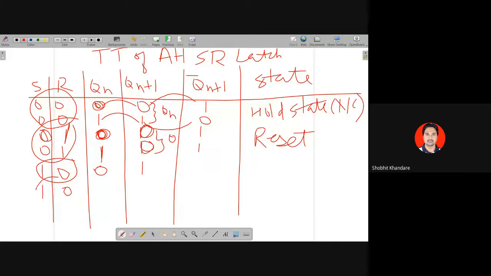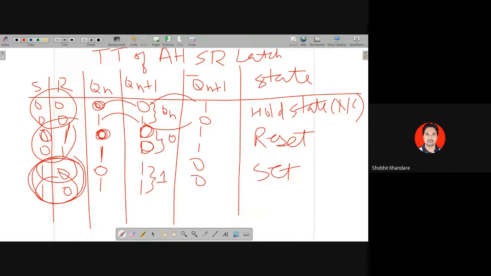And if your S is equal to 1 and R is equal to 0, and if your present state is 1, then your next state should also be 1. Do you agree with this? Yes sir. So can I say in general the output will always be 1 for S equal to 1, R equal to 0. What is Qn plus 1 bar? Here it will be 0, here it will be 0. So this state is called the set state.